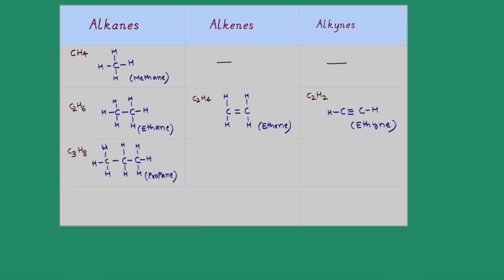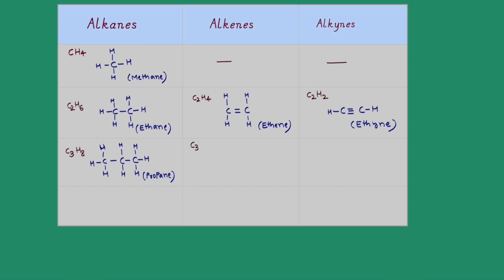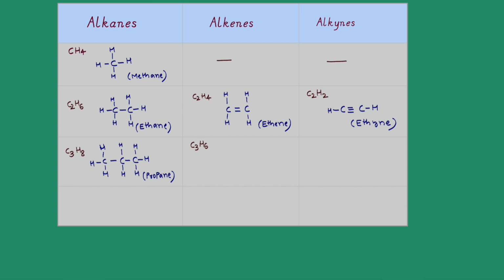Now propene. What is the propene molecular formula? C3, exactly double, H6. How will the structure be? There should be three carbon atoms, 1, 2, 3. There should be a double bond between the first carbon and the second carbon. Then between the second carbon and the third carbon we'll draw a single bond, because it is propene. So here a double bond and here a single bond.